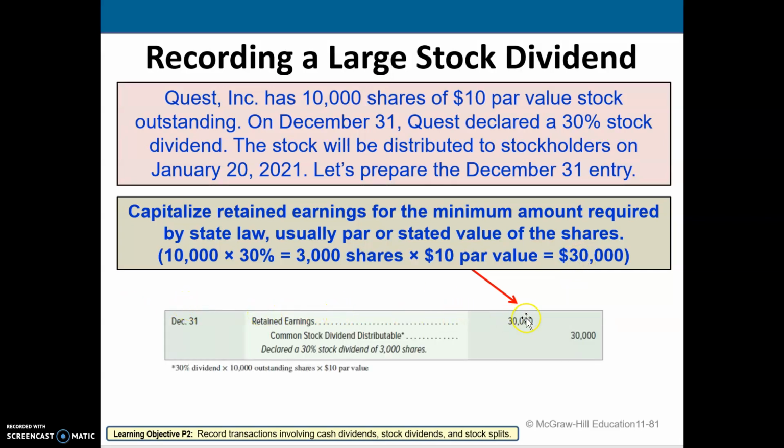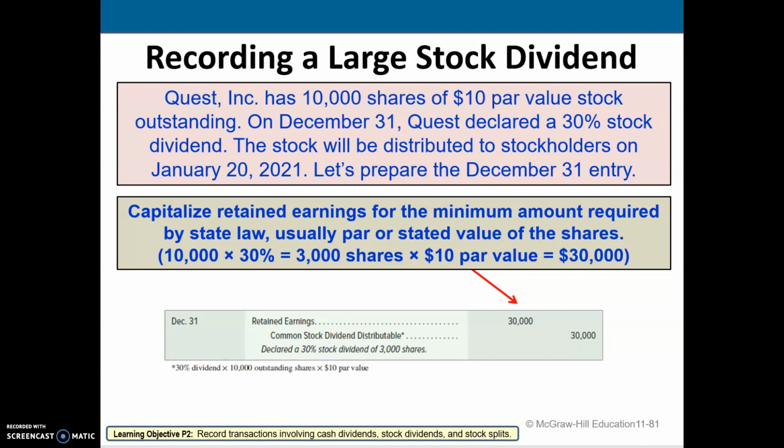We'll debit retained earnings 30,000. Our credit to common stock dividend distributable is going to be 30,000 because that's the number of shares times par. This is the placeholder account for common stock, and so we calculate it the way we always calculate the credit to common stock, number of shares times par. And then when it comes time to distribute the shares of stock, we'll just debit common stock dividend distributable 30,000, credit common stock 30,000. So that's how you record a large stock dividend.